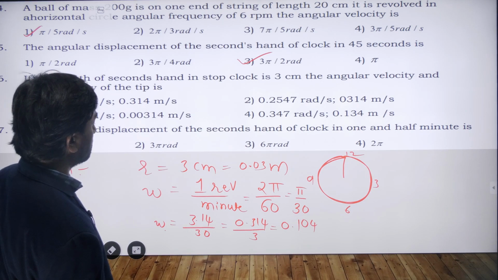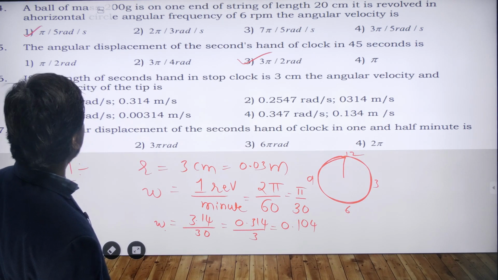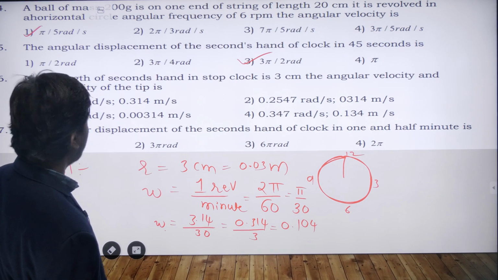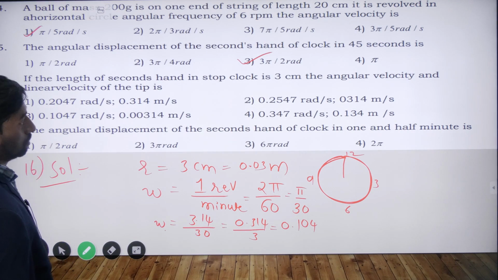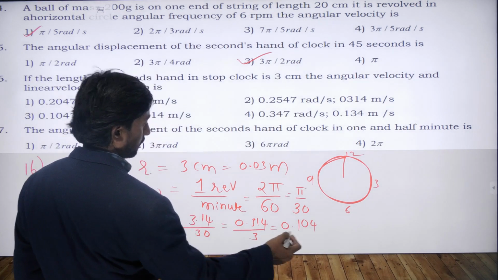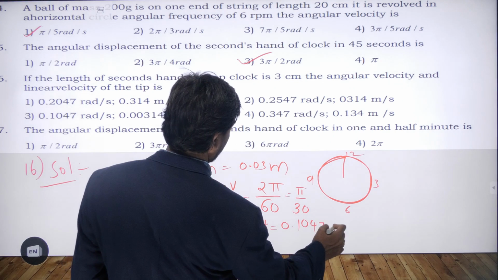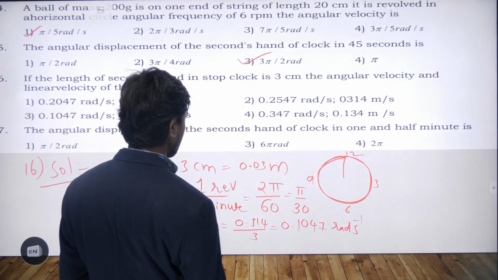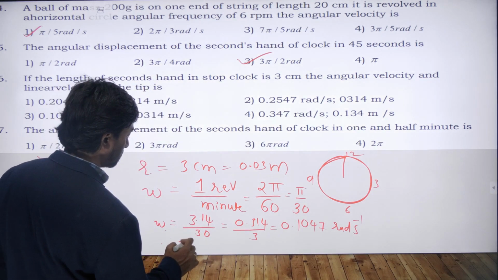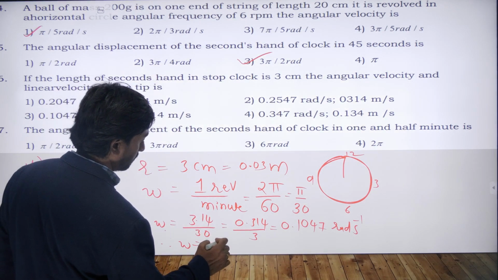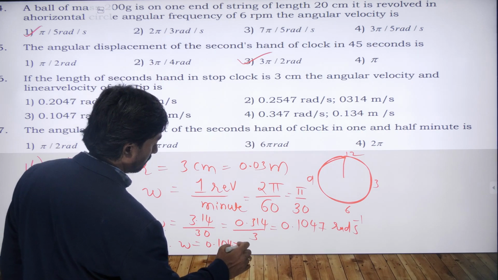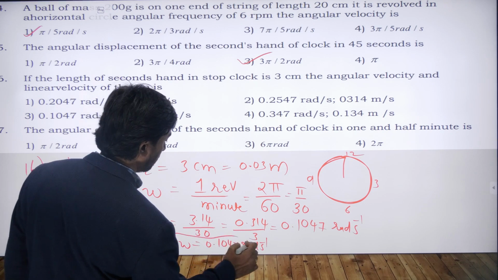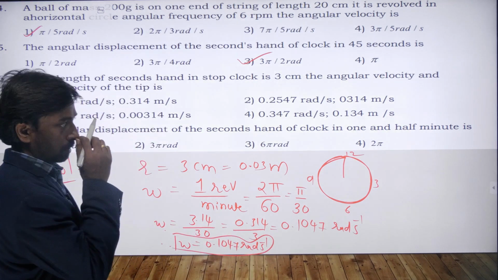So revolutions per second, 3.14. So here we'll get the angular velocity. Then if you calculate, we'll get 0.1047 radian per second. So this is the angular velocity, and we should now find out the linear velocity.